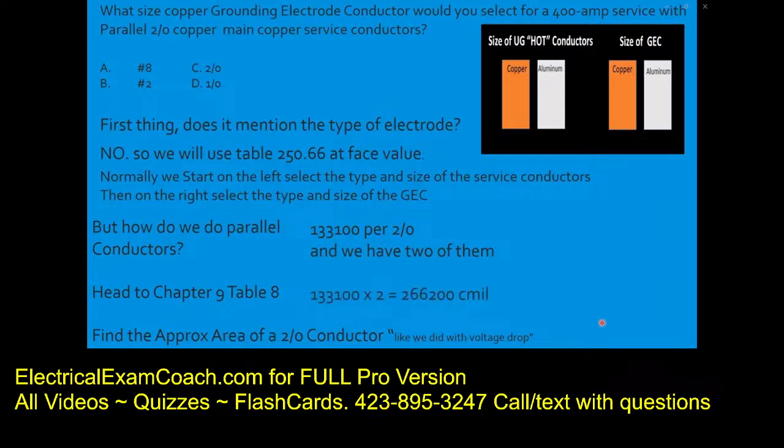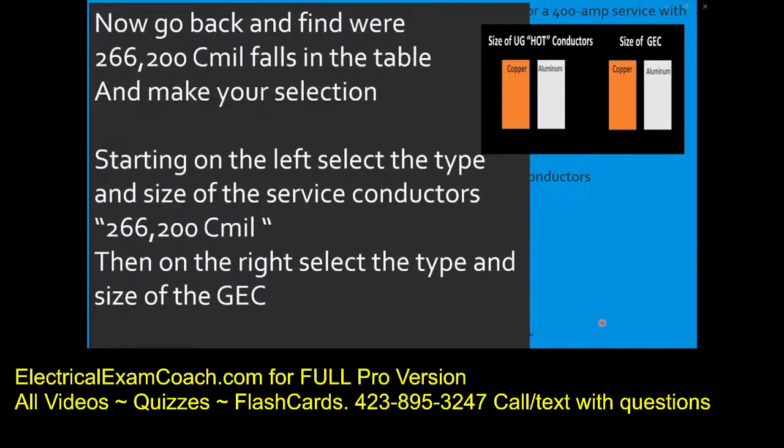Okay? Once we get our total C mils, we're going to head back to our original table, back to 250.66. And we're actually going to find where that conductor falls in our table. Now this is listed in C mils. If we wanted to turn it into KC mils, we would just divide by 1,000, but it's pretty easy if you just leave it in the C mils. So starting on the left-hand side, that is now the size of your service conductor. We've converted it to just one conductor.